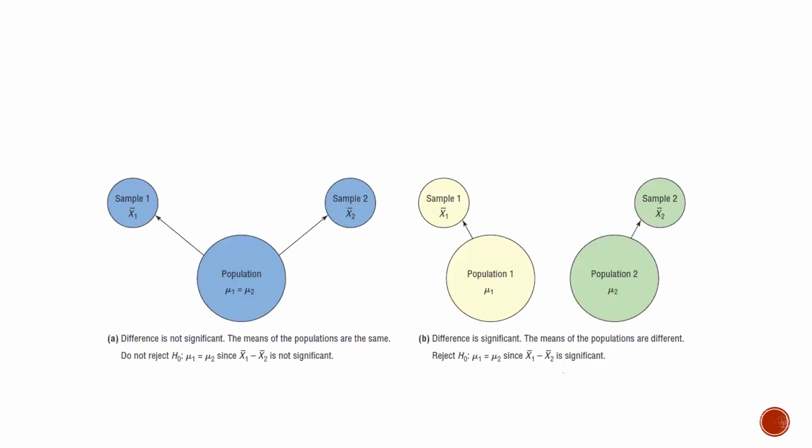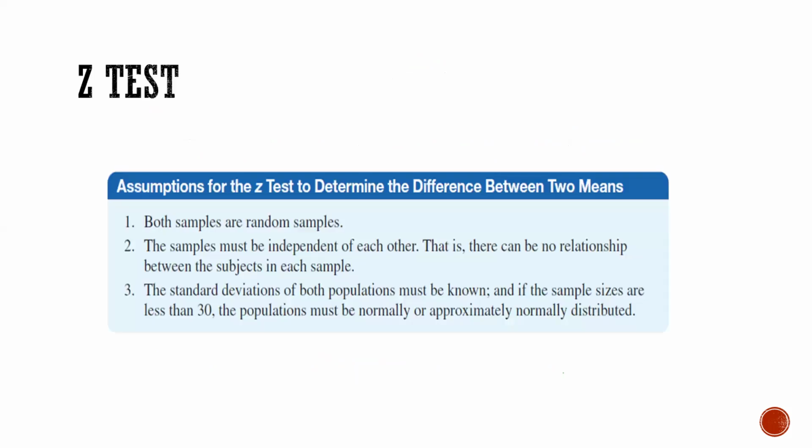So if there is no difference in the population means, there is no significant difference between the sample means, so we will not reject the null hypothesis, because mu1 is equal to mu2, and the difference in sample means, that is x1 minus x2, is not significant. And if there is a significant difference, that is x1 minus x2, we will reject the null hypothesis. So there are a few assumptions when you apply the z-test.